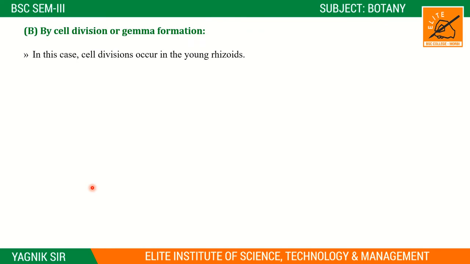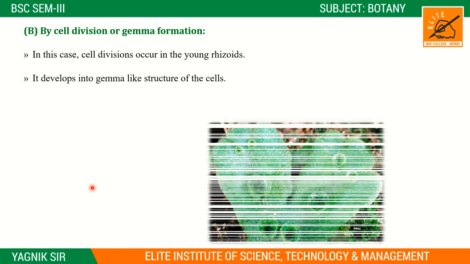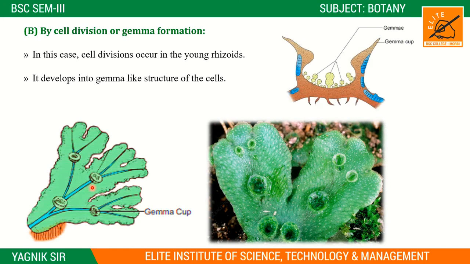Second method is cell divisions, and also these are the gemma formations, right? Cell divisions we are also learning in the 11-12 science, right? In this case a cell divides in a young phase. In this case cell divisions occur in the young rhizoids, right? It develops into the gemma like structure of the cell.